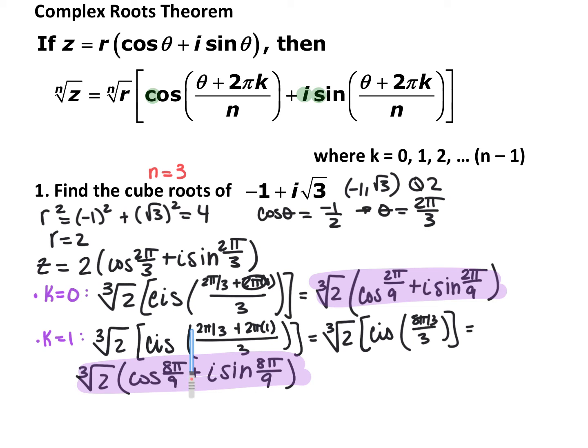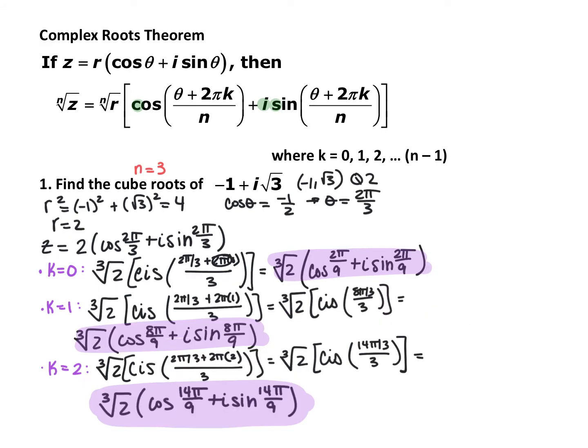So what we're doing is we're basically going one more time around the circle, but since we're dividing it by 3, it's really like a third of the way around the circle. So 2 pi plus 2 pi over 3 is the same thing as 8 pi over 3. So I end up with the cube root of 2 times the cosine of 8 pi over 9 plus i sine of the same thing. So that is my second solution. That's my second root. So go ahead and pause the video and find the third root.